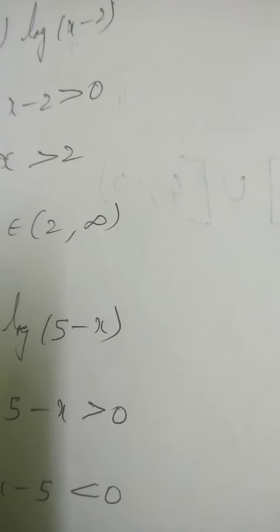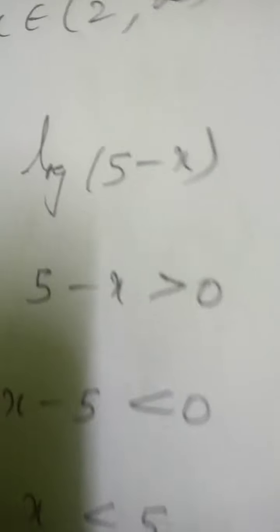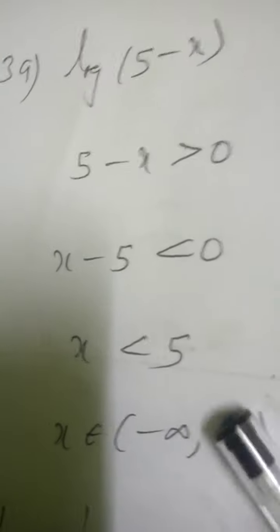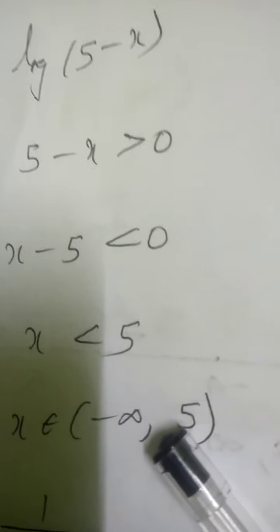Log 5 minus x means 5 minus x is greater than 0. x minus 5 is less than 0, x is less than 5. x belongs to minus infinity comma 5.